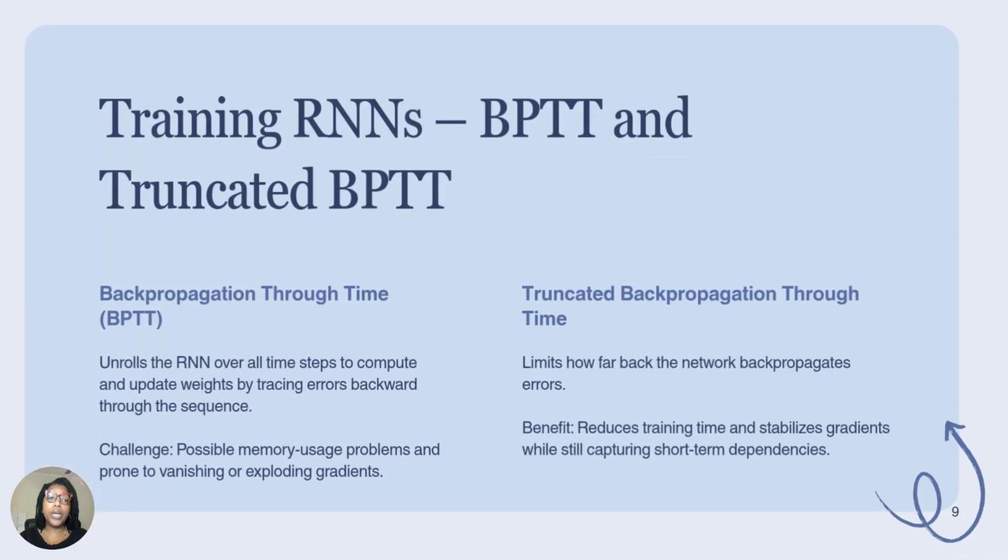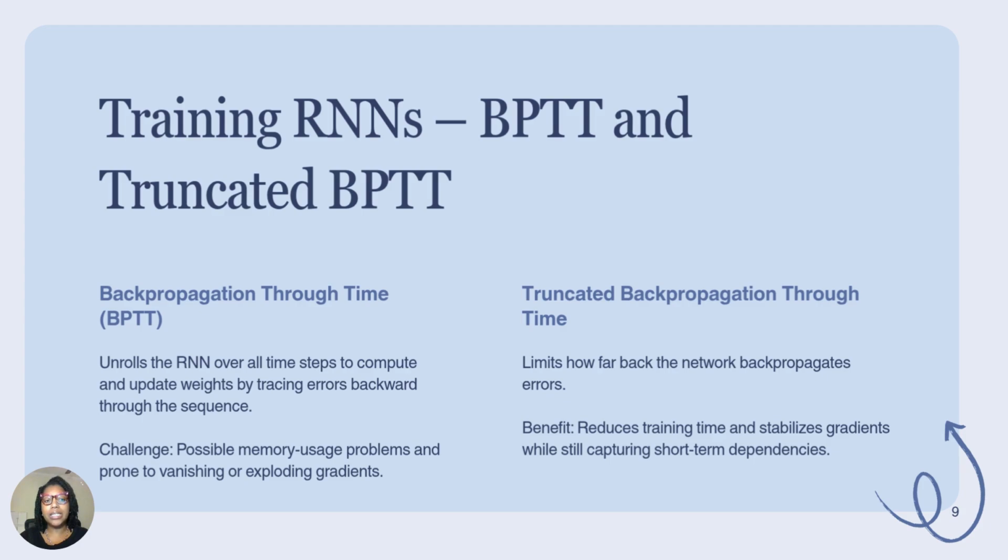So let's talk about training the recurrent neural network. We use something called backpropagation through time. So when training a recurrent network, backpropagation through time basically works by unrolling the network across each timestamp so that the model sees how predictions evolve over time. Then the algorithm backpropagates the total error through all of these steps and adjusts the weights.